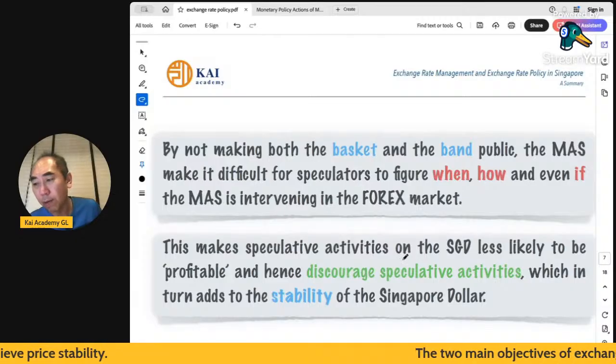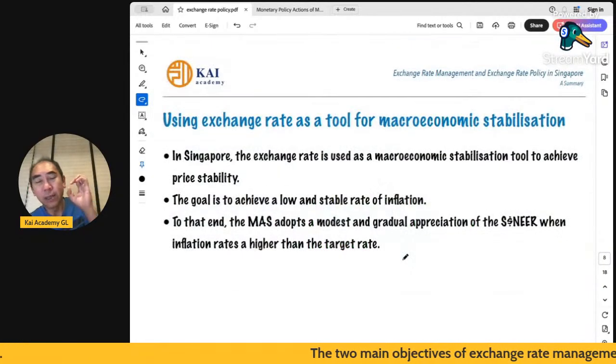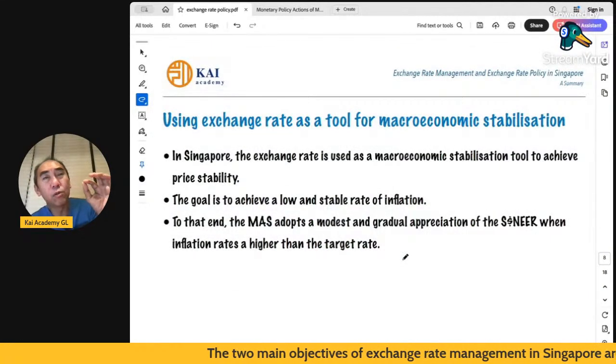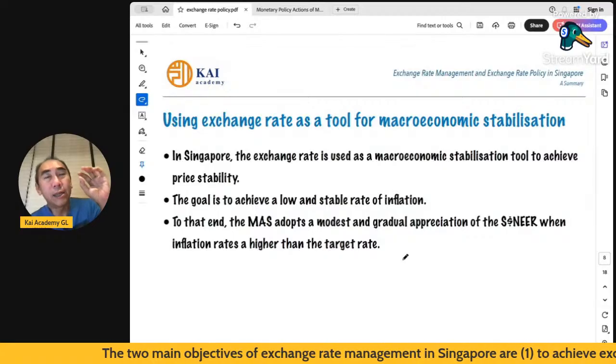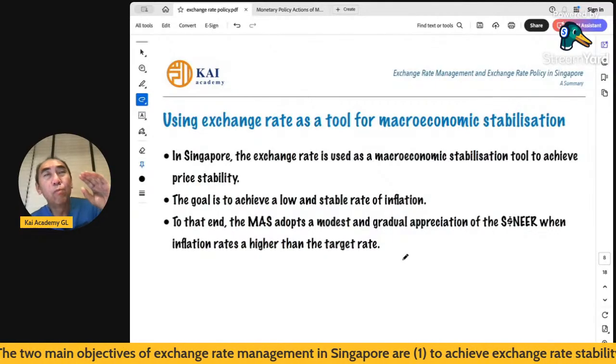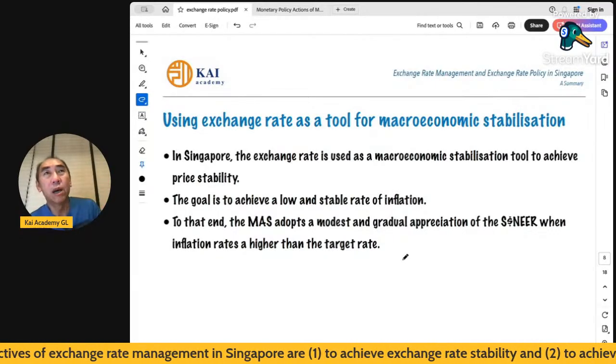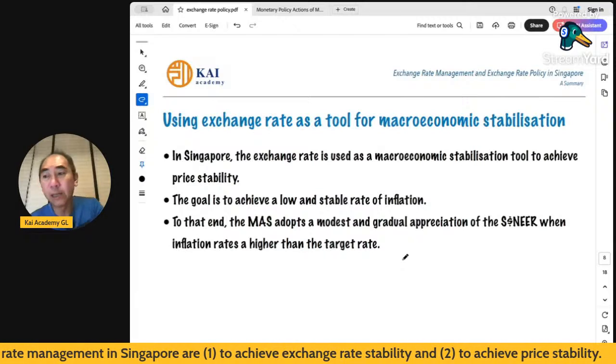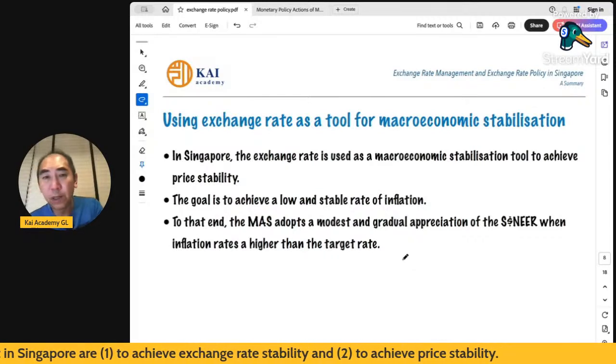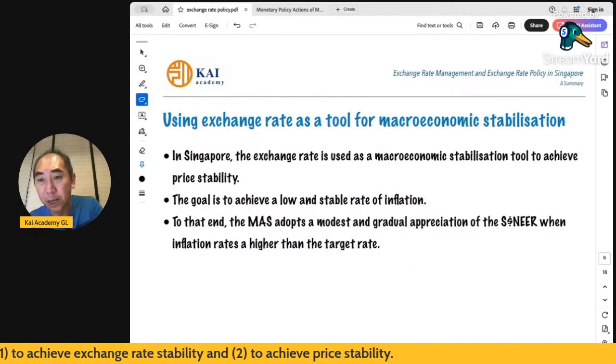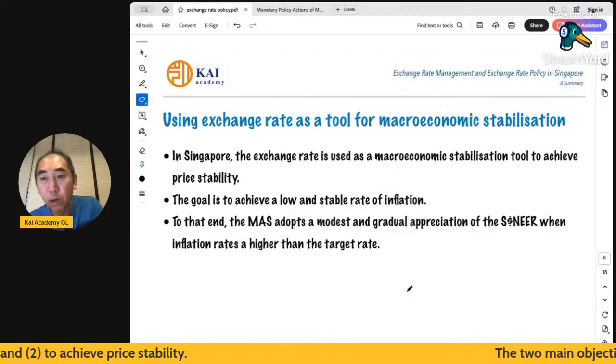Right, so then once we have this basket and band, then MAS will try to adjust the exchange rate either within that band or sometimes move that band up or down in line with economic circumstances, with the purpose of achieving this thing called price stability. So the goal here is to achieve low and stable rate of inflation.